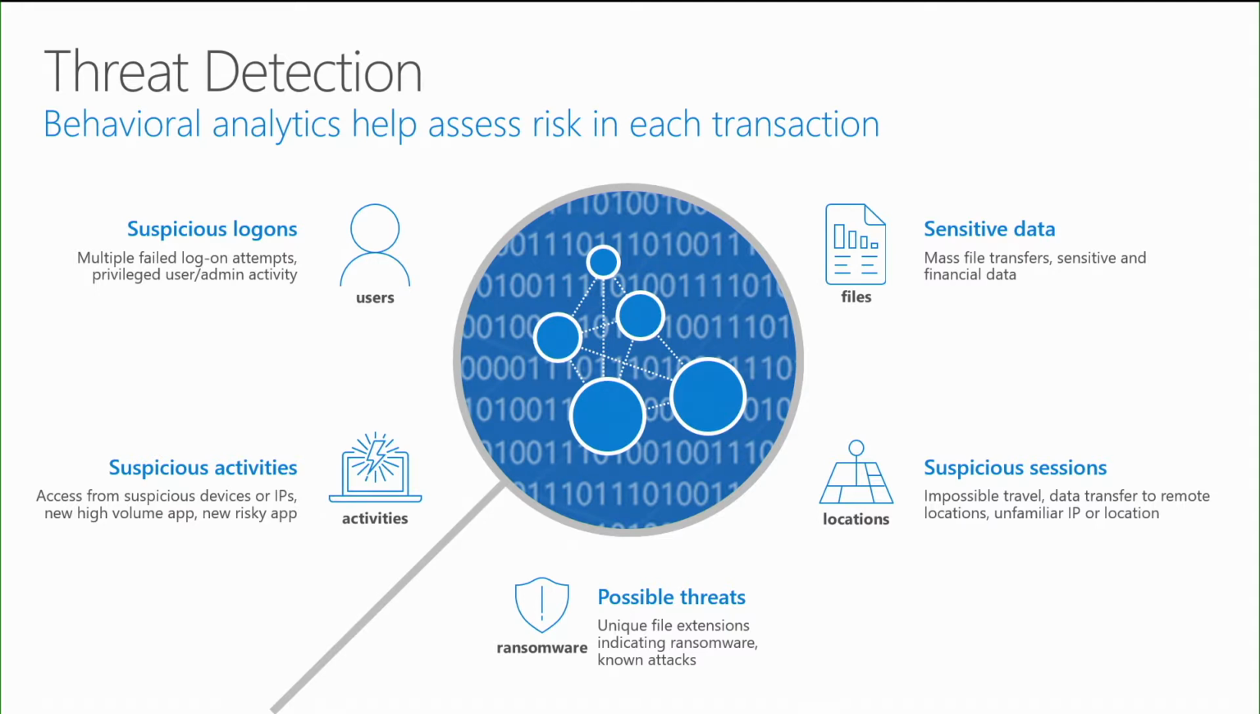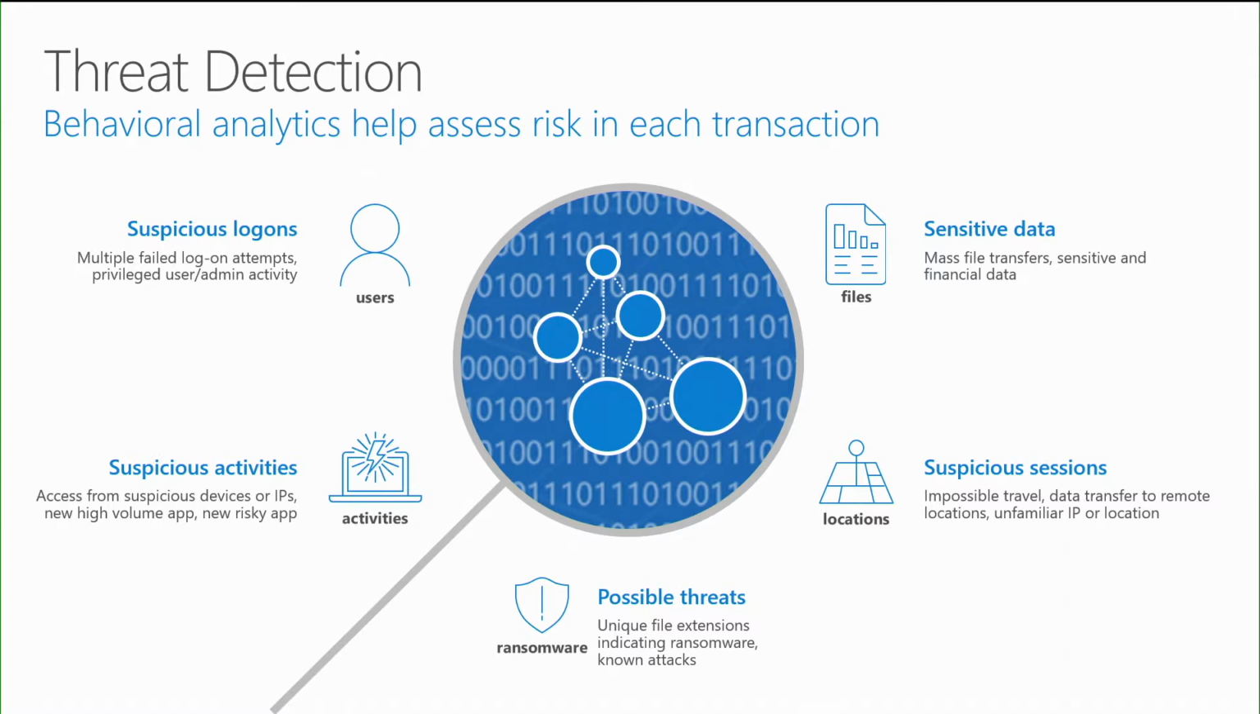We use behavioral analytics to help assess the risk in each transaction. We watch every single activity that users do with cloud applications: failed logins, what type of data they have uploaded and downloaded, what type of device, even the browser type that they're using. And then we assess the risk in every single transaction that user has with that SaaS application. Do we see mass file transfers? Do we see any suspicious activities like impossible travel?